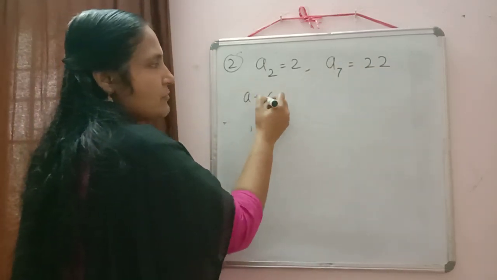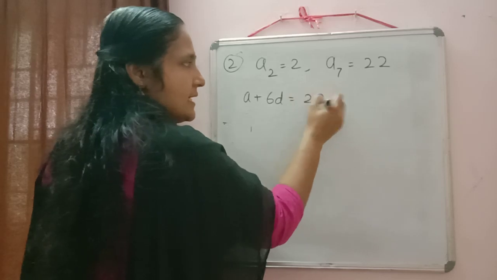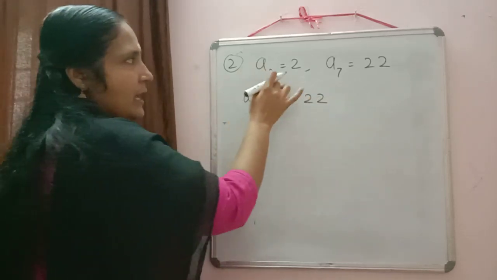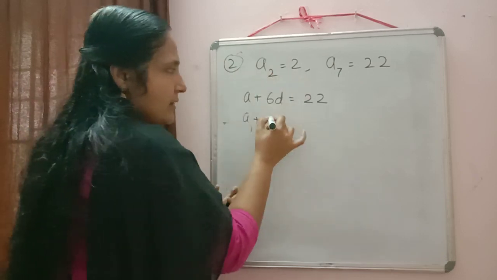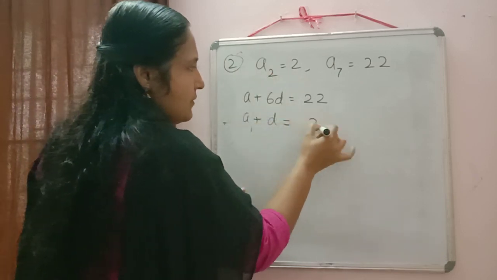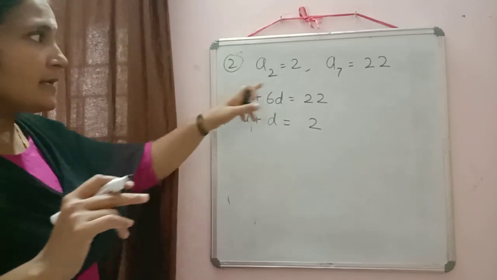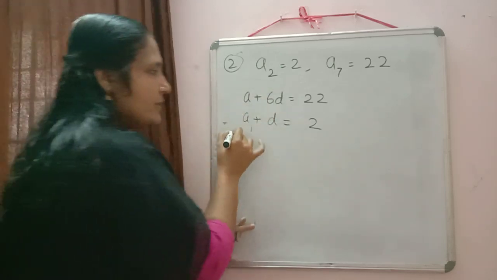According to the formula, what will come? A plus 6D is equal to 22. A2 is equal to 2. A2 means A plus 2 minus 1, so equal to 2. A plus n minus 1 into D. That formula we used here.